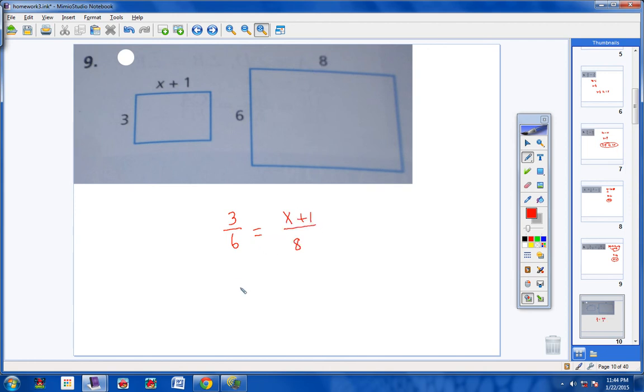Alright, let's cross multiply. 6 times x plus 1 would be 6x plus 6. 3 times 8 is 24. Bring your 6 over and make it a negative 6. 24 minus 6 is 18, divided by 6, and x equals 3. Alright.